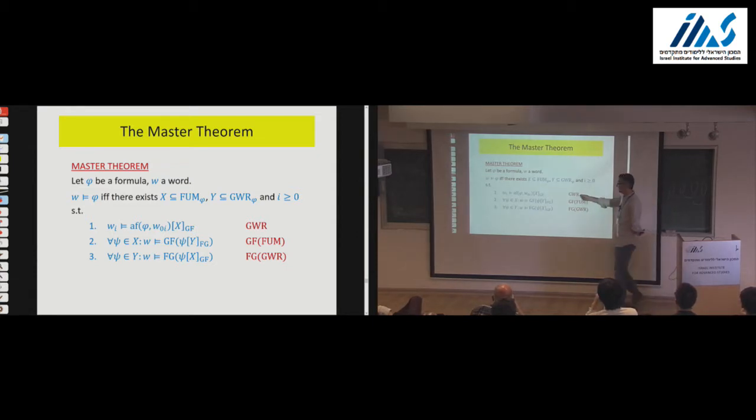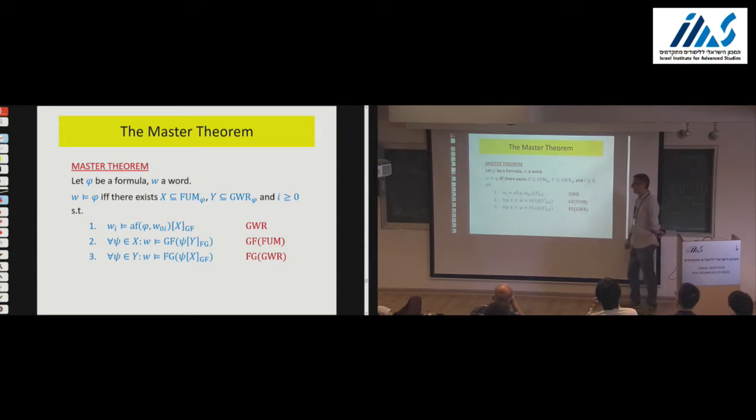And notice that this is a GWR formula. This is a GFFUM formula. We also know how to do that. This is an FG GWR formula. We also know how to do that.